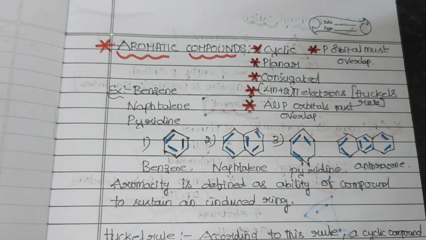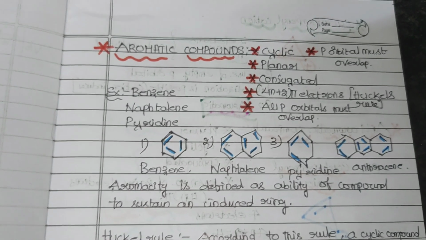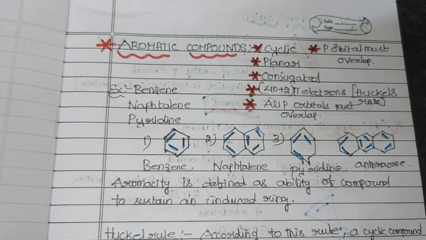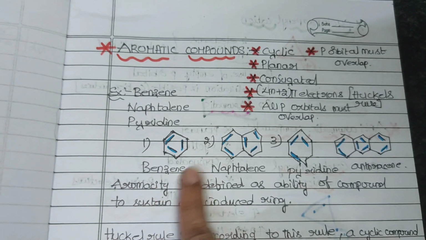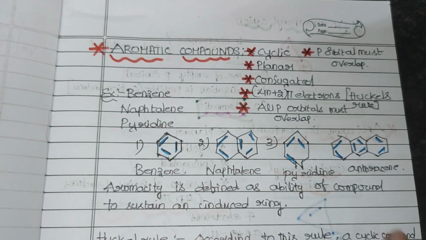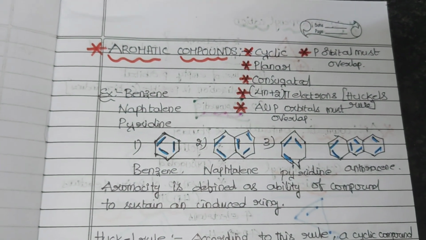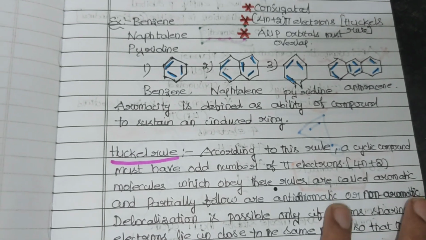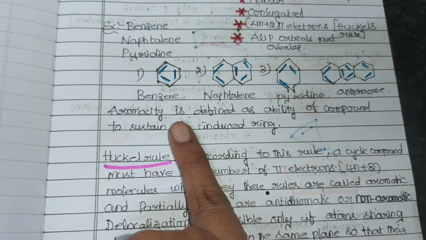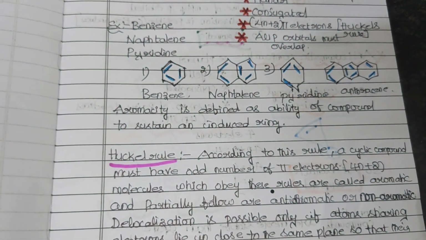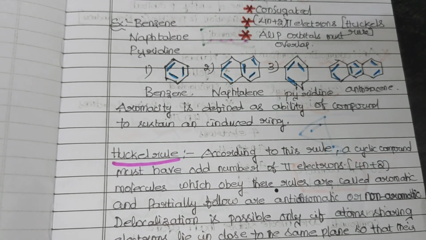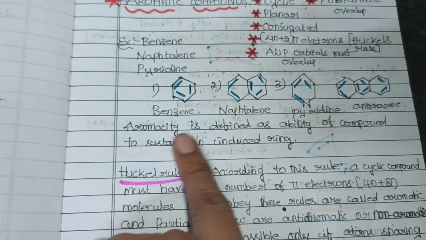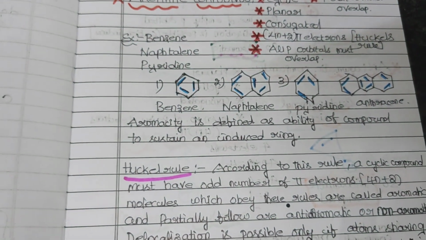So like this we can decide whether it is an aromatic compound or not. So examples of aromatic compounds are benzene, naphthalene, pyridine, anthracene, etc. So what is aromaticity? Aromaticity is defined as the ability of a compound to sustain an induced ring. It will sustain its ring structure.